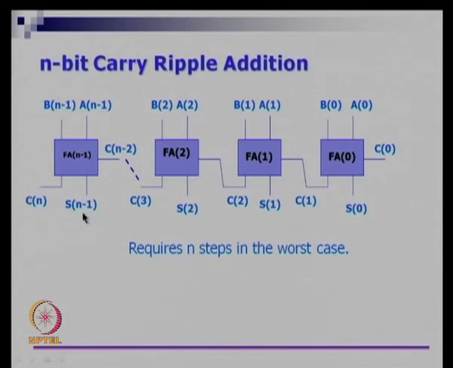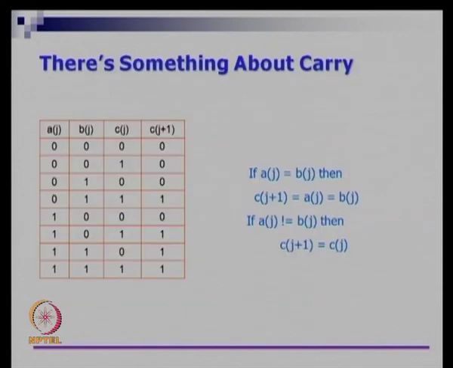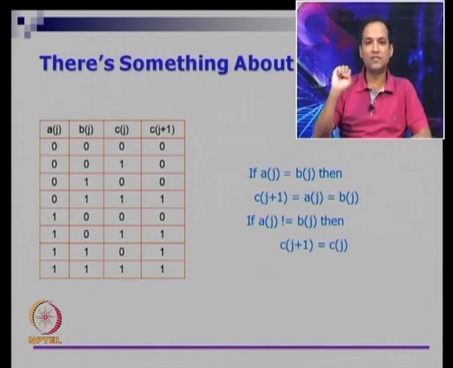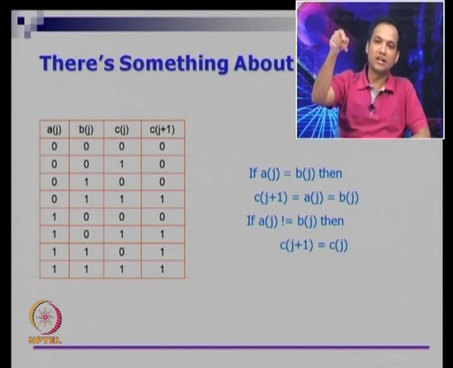We said that this requires a linear number of steps in the worst case, where it is linear in the width of the addition itself. So let us look at a specific location j. I am picking one of the adder locations, let us call it j, and for a of j I want to look at what is happening to the carry, because sum is not a problem. You give a and b, you get a sum and then you get a carry.